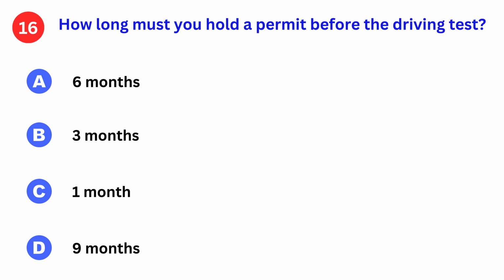How long must you hold a permit before the driving test? Option A. 6 months. Option B. 3 months. Option C. 1 month. Option D. 9 months.